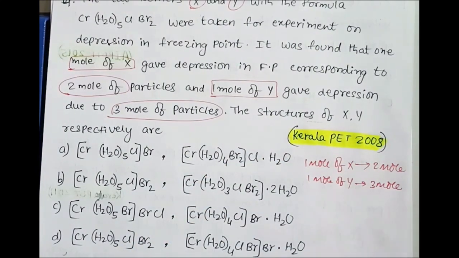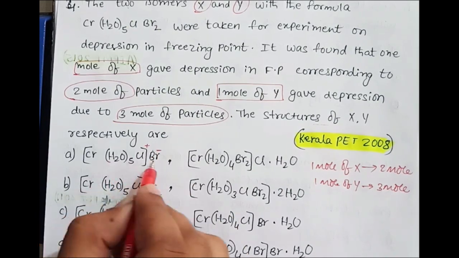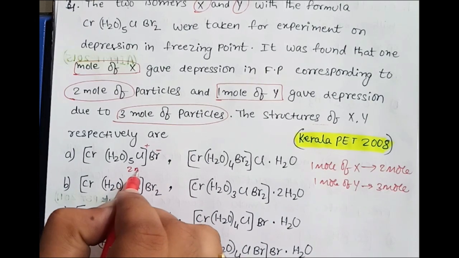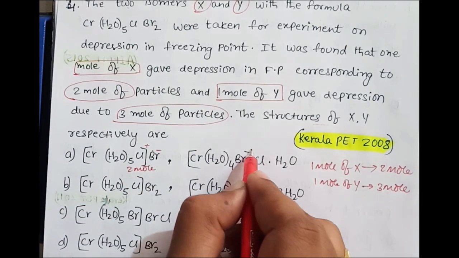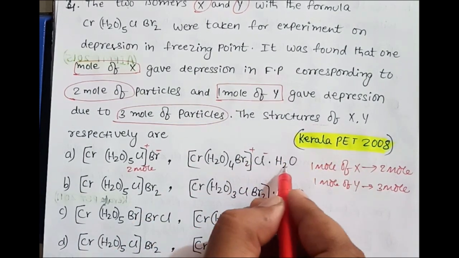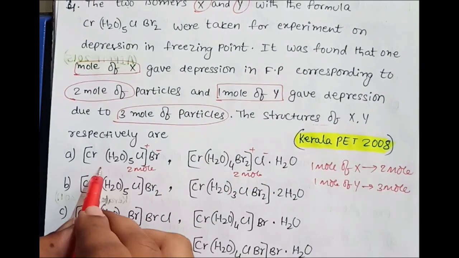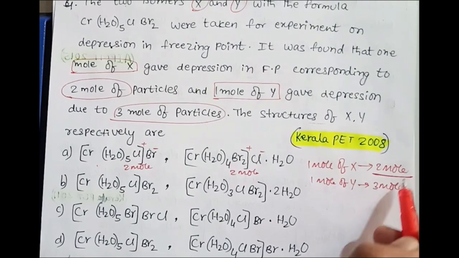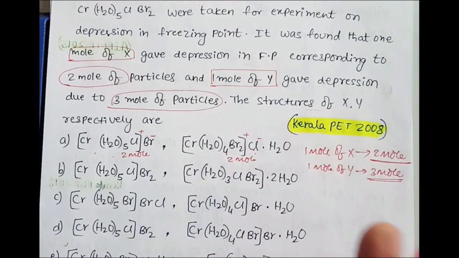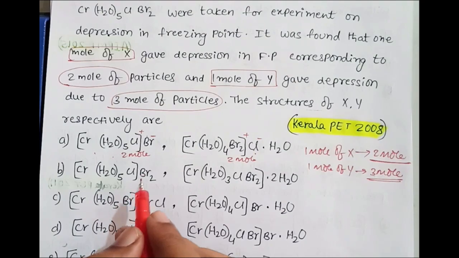So what are the structures of X and Y? Here, how many moles are you getting? One big complex ion and one bromide ion, which means 2 moles. And here, one big ion and one chloride ion. Water will not be considered. So this is X, and this is Y. X should give 2 moles and Y should give 3 moles. How many moles of ions are formed here? You tell me.